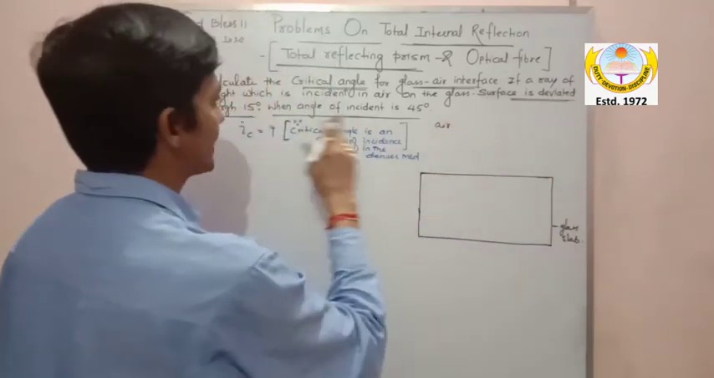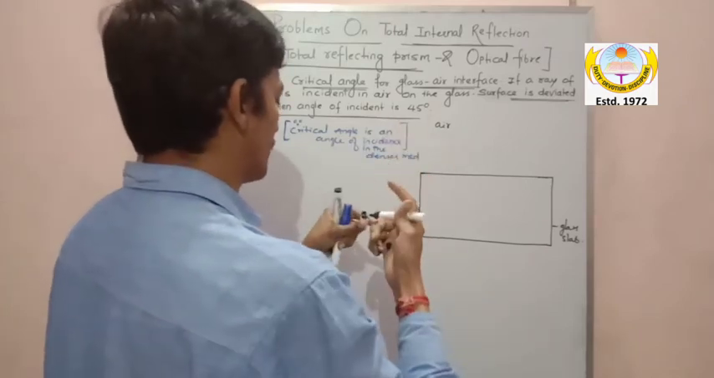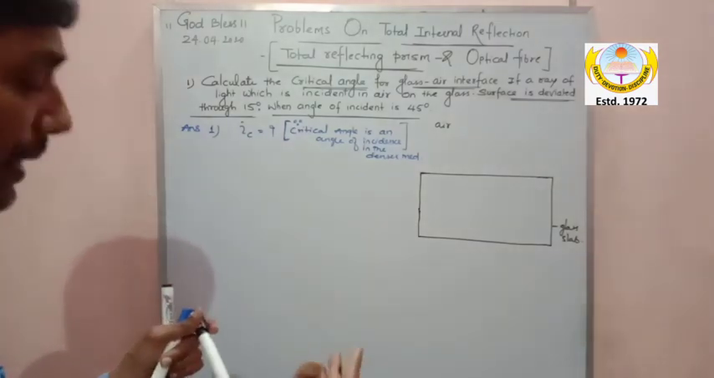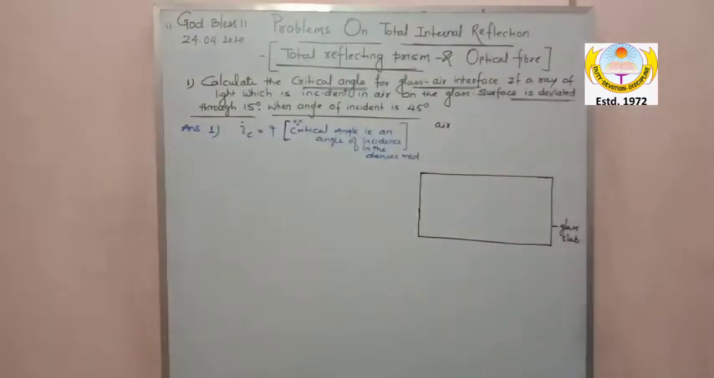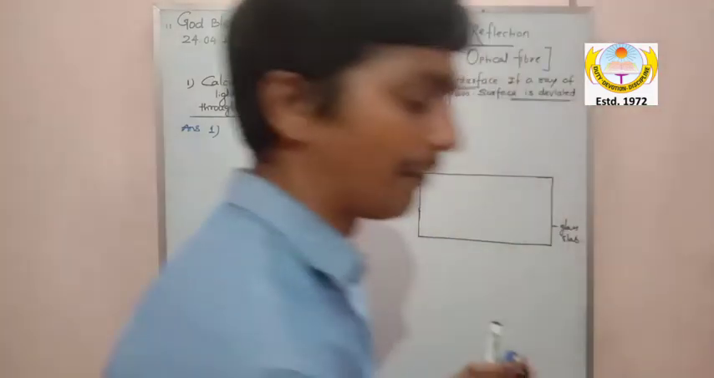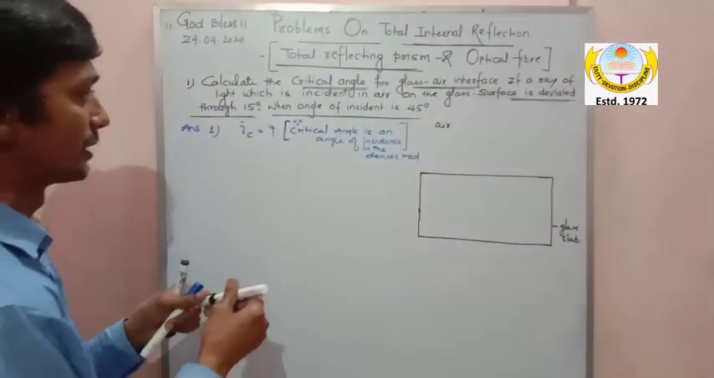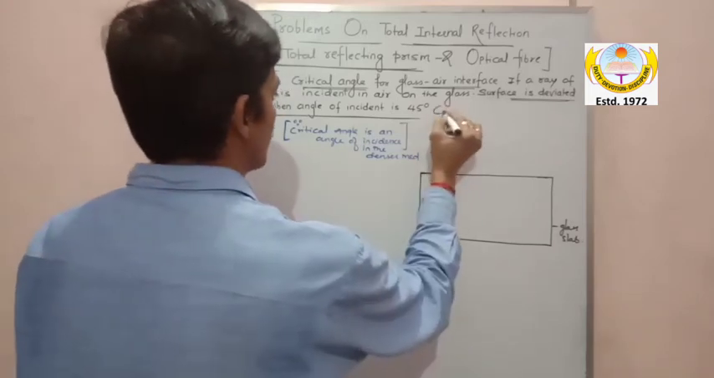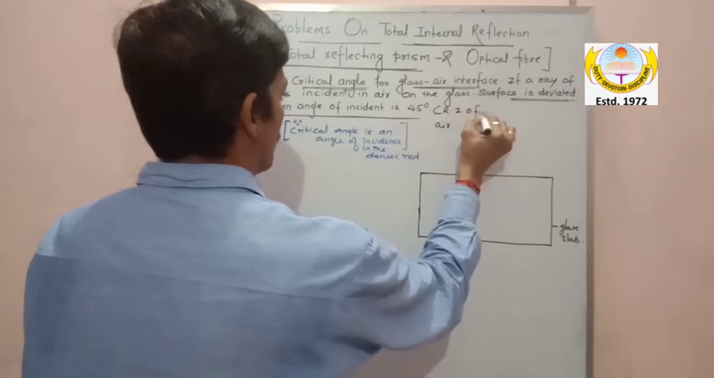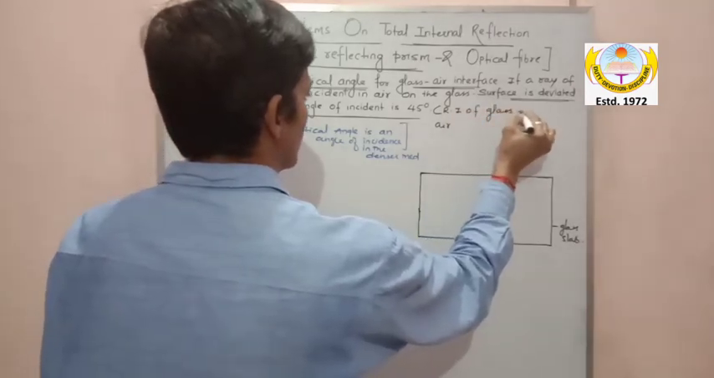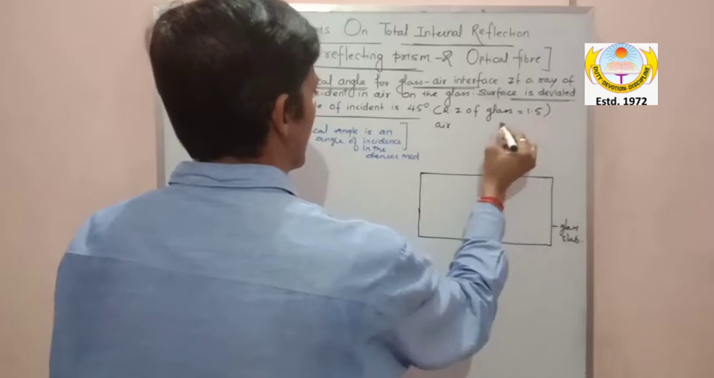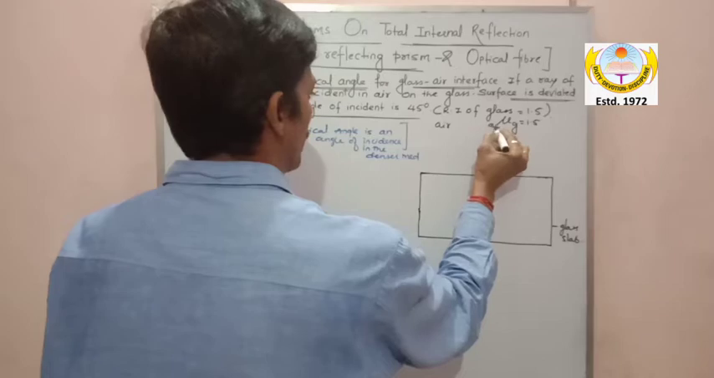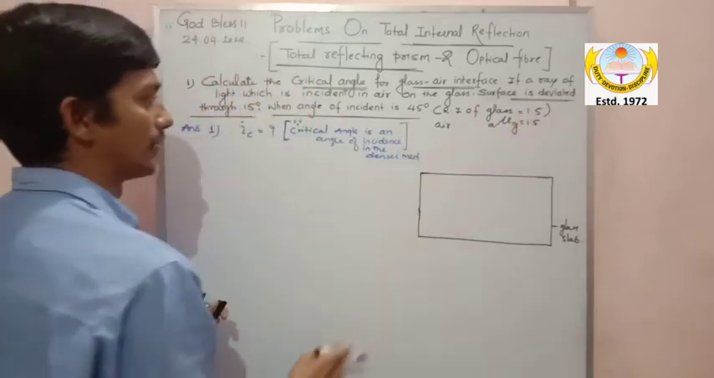The refractive index is not given here. What is the refractive index of the glass? But my dear, I hope you all know that the refractive index of glass is 1.5. Here I am writing that the RI of glass is 1.5. That is, you all know that mu of glass with respect to air is 1.5. That is the RI of glass.